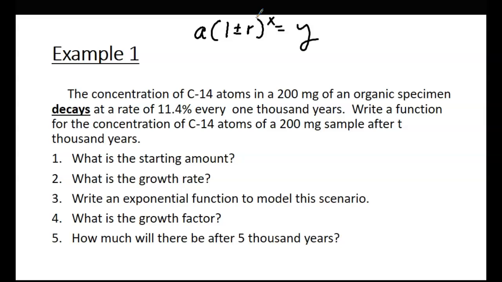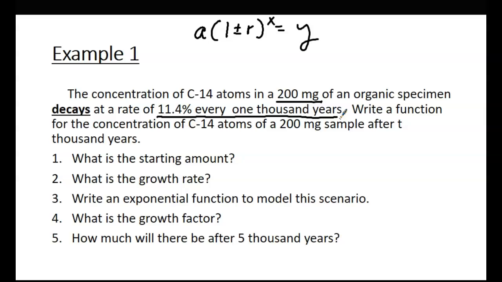So what they've done is they've found something. They're not telling us what it is, but they're holding on to 200 milligrams. It has 200 milligrams of this C14. And here's what they know scientifically. They know that 11.4% of that goes away every 1,000 years. So whatever's there, 11.4% of that decays away every 1,000 years.